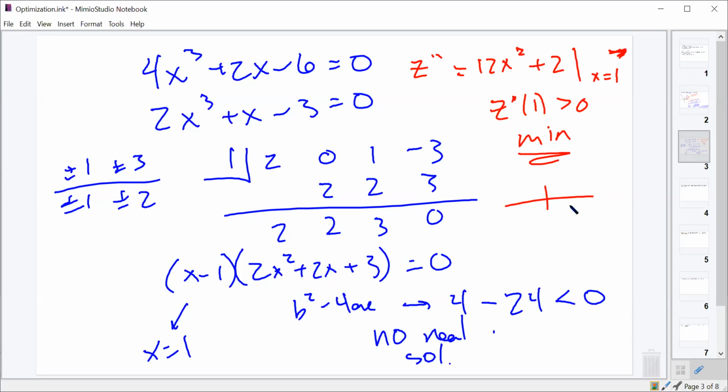Or we could have done it with the sign chart, plugging in something less than 1. Like, for example, if we plugged in a half to this, we'd have a half minus 1, which is negative, and then this is a positive plus a positive plus a positive, so that'd be positive, so negative times positive. And put in a number larger than 1, like 1,000, that's positive and positive, and we'd see again that it's a min.